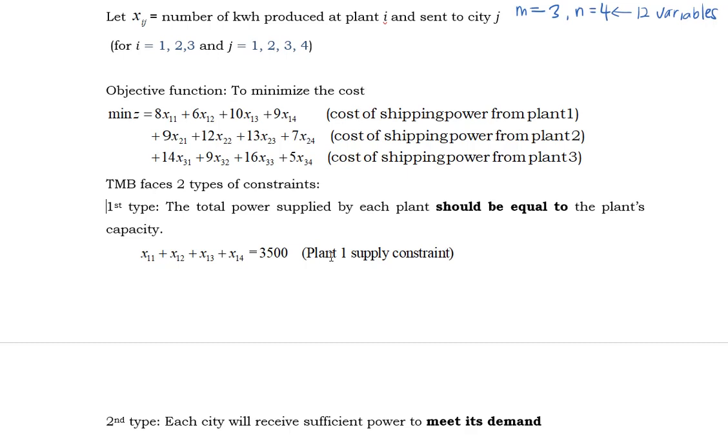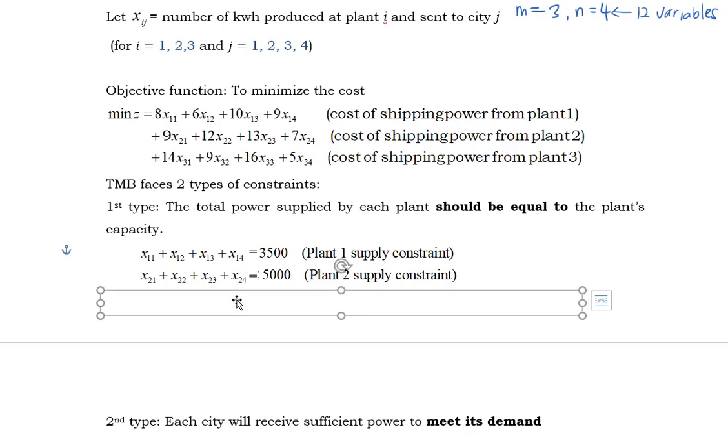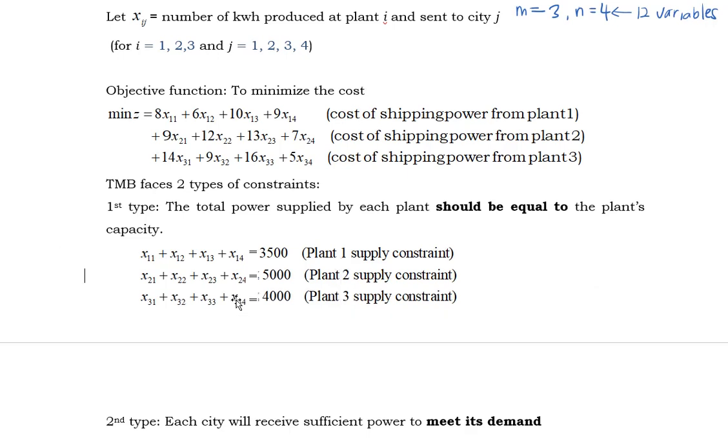In a similar fashion, we can find constraints that reflect plant 2's and plant 3's capacities. So, the second constraint is x21 plus x22 plus x23 plus x24 equal to 5,000. And the constraint for plant 3 is x31 plus x32 plus x33 plus x34 equal to 4,000.